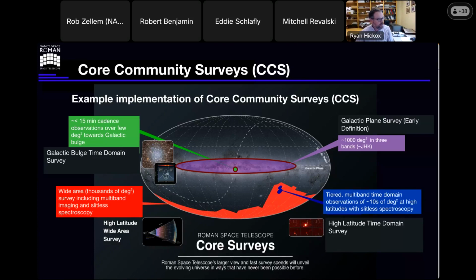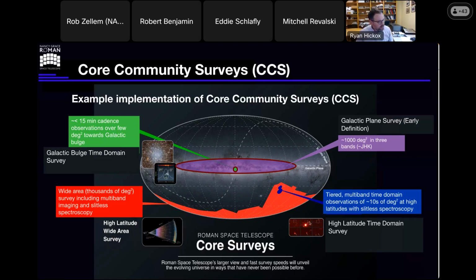As I think most of you probably know, Roman is designed as a survey telescope. The surveys to be carried out by Roman are designed primarily to meet some pretty ambitious science goals as laid out by the Astro2010 decadal survey. And in order to meet those science goals, we have defined three core community surveys that are community led and community designed, that will take up to 75% of the observing time for the mission.